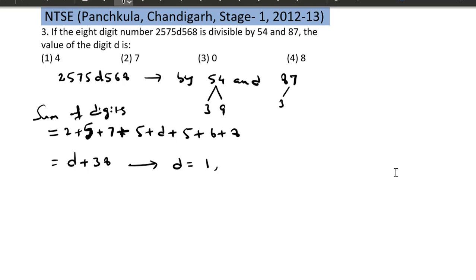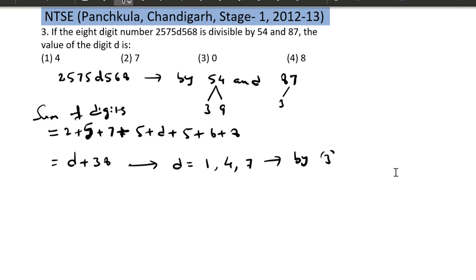Not only that, D equal to 4 also. If D equals 4, the difference is 3, so 38 plus 4 is 42, and 42 is divisible by 3. Similarly, if D equals 7, then 38 plus 7 is 45, which is also divisible by 3. So if D equals 1 or 4 or 7, it is divisible by 3 in all these three cases.